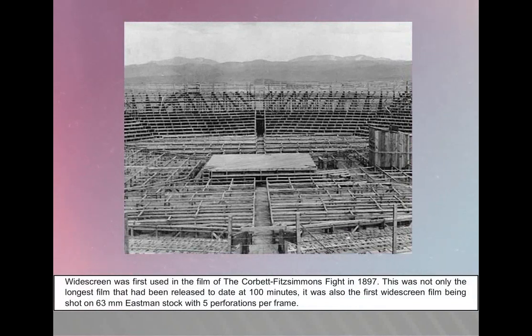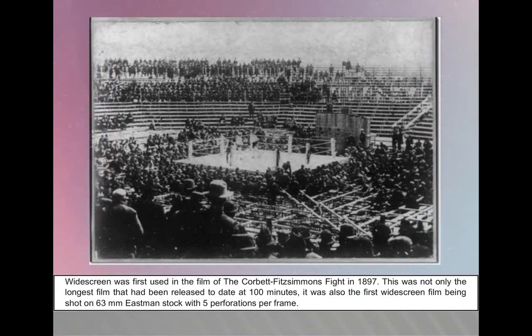Widescreen was first used in the film of the Corbett Fitzsimmons fight in 1897. This was not only the longest film that had been released to date at 100 minutes. It was also the first widescreen film, being shot on 63 mm Eastman stock with 5 perforations per frame.